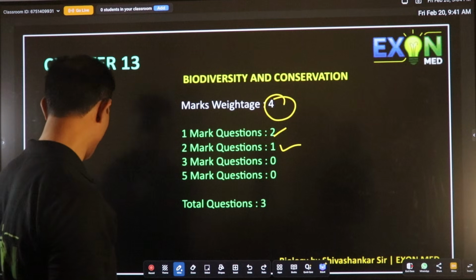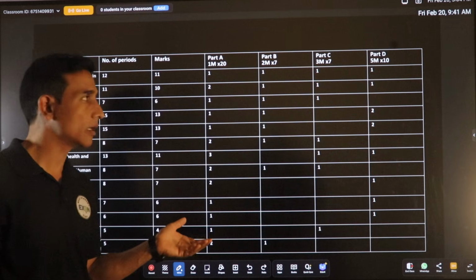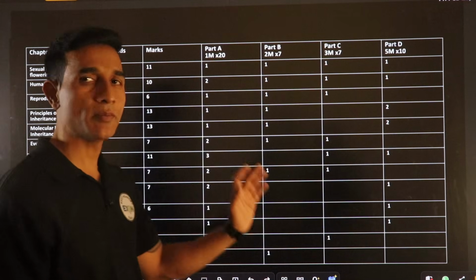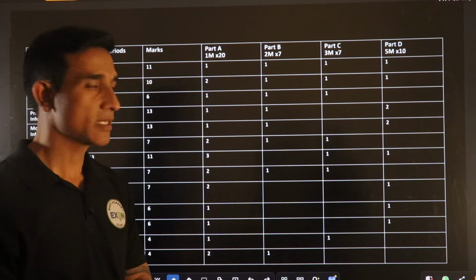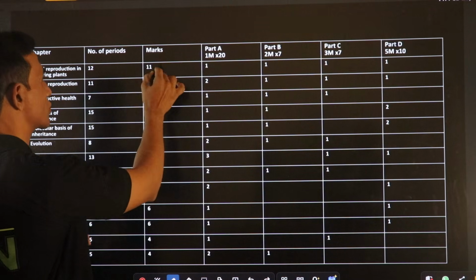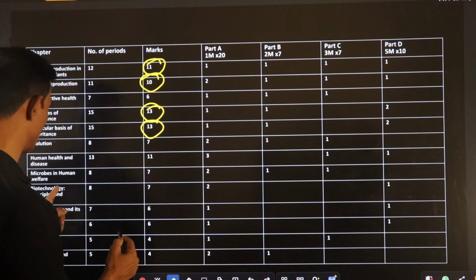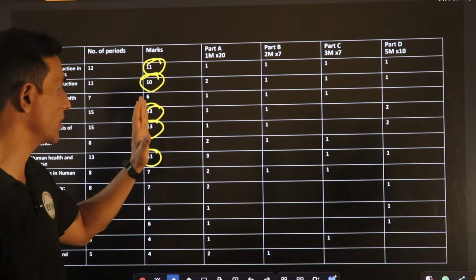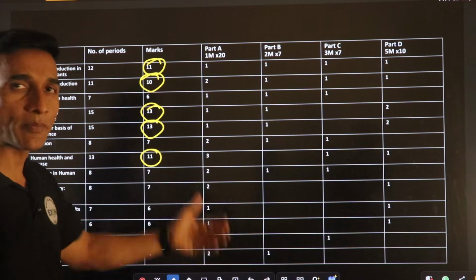We'll have a summary of all this in the last PPT. If you want, you can take a screenshot of this and then prepare for your exam. Okay, now you know the blueprint, and my last exam tip for you is to see which are the most important chapters here. You can just observe this. Sexual reproduction in flowering plants, human reproduction, principles of inheritance, molecular basis of inheritance, and human health. These 5 chapters are very, very important to score high marks. So first prepare these and then go for the other chapters.